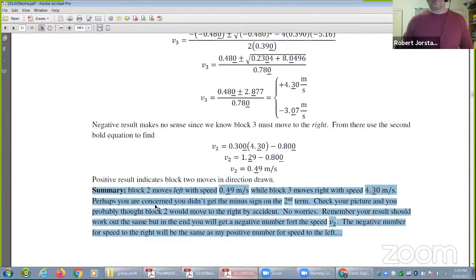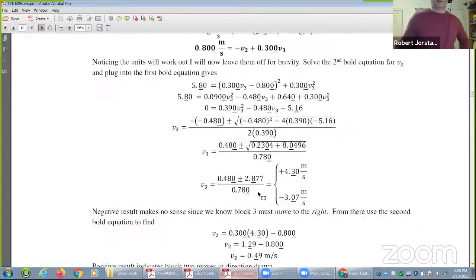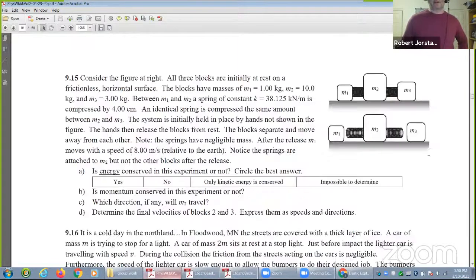What if you drew your picture the wrong way? It turns out you might have gotten a negative number for a speed. That just means you drew your picture wrong. These solutions are detailed and you really got to go through them. Let me do a couple of quick fun things and then I want to stop because we're supposed to go on break here.